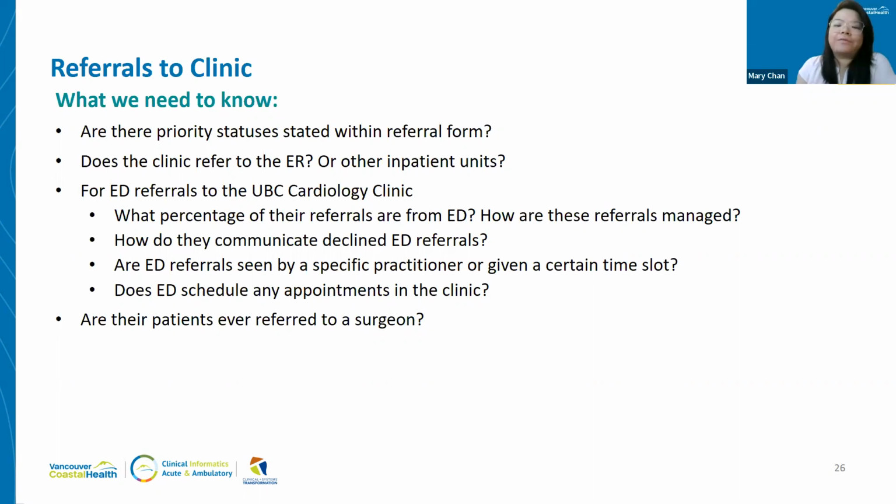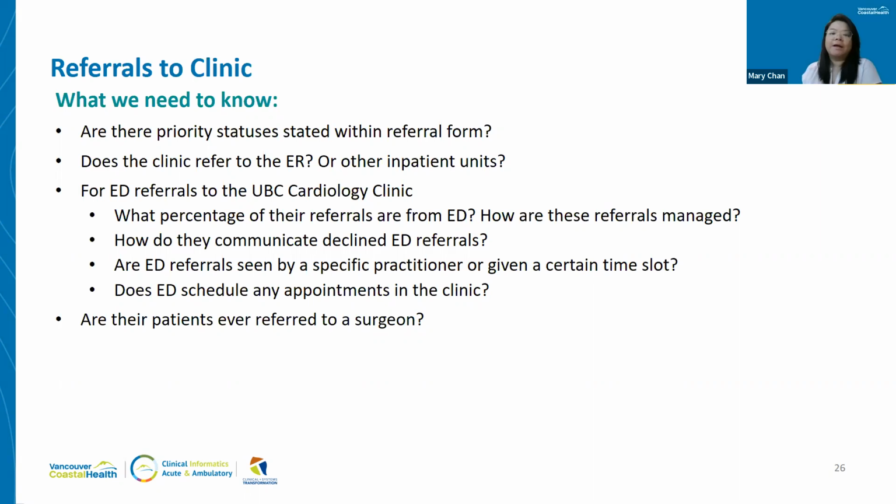And does the clinic ever refer to the ER or the inpatient units? I think you'd have to ask Dr. Moulson. I don't know. I mean, we do send patients to the emergency department, predominantly. I wouldn't say inpatient units, but on rare occasions.